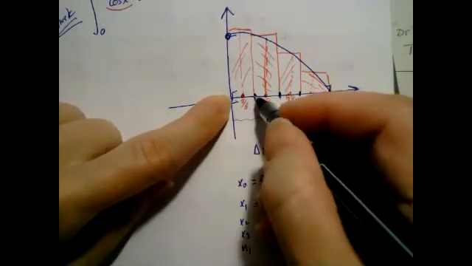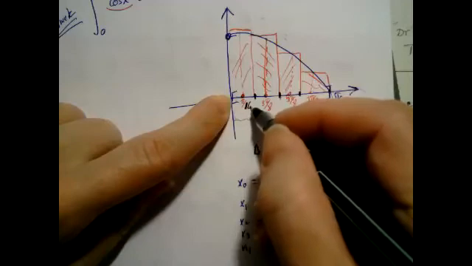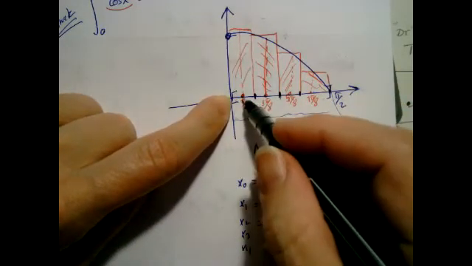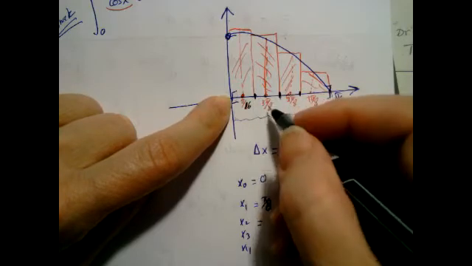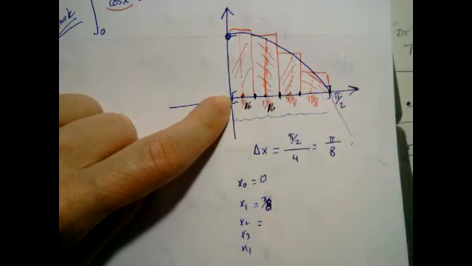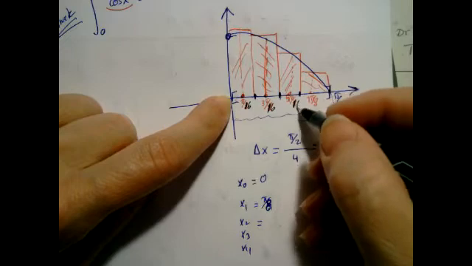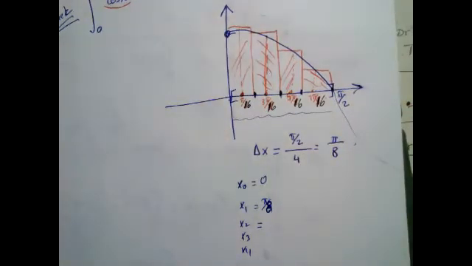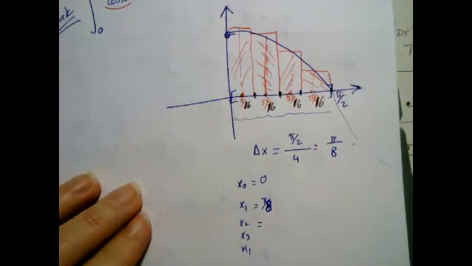Okay, so from here to here, it's pi over 8. So this has to be pi over 16. Okay, pi over 16, 3 pi over 16, 5 pi over 16, and 7 pi over 16. So when I do something that doesn't make sense to you, you guys are smart. Tell me, it doesn't make sense to me.